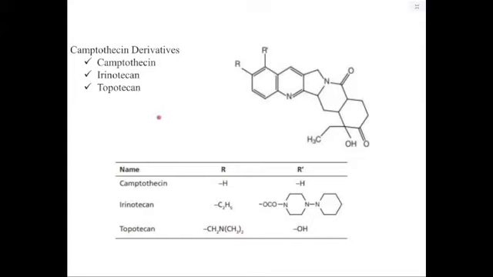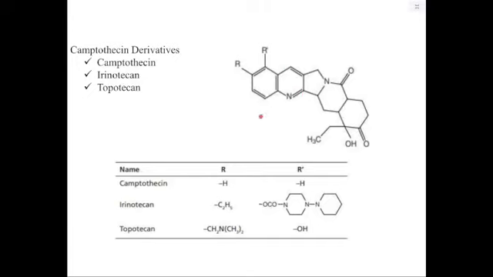Then you have the camptothecin derivatives, and we can see you have the camptothecin itself, irinotecan, and topotecan. And again, their basic structure is the same. You can see this quinoline derivative. That's quinoline derivatives.